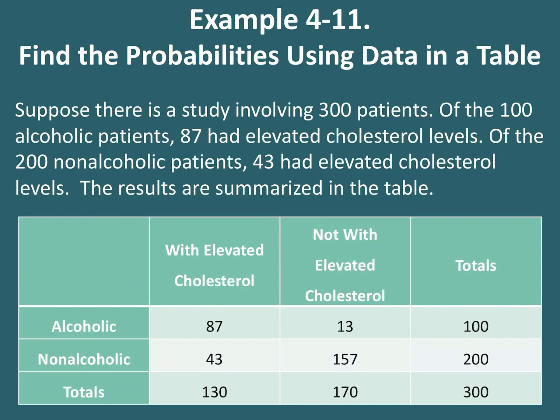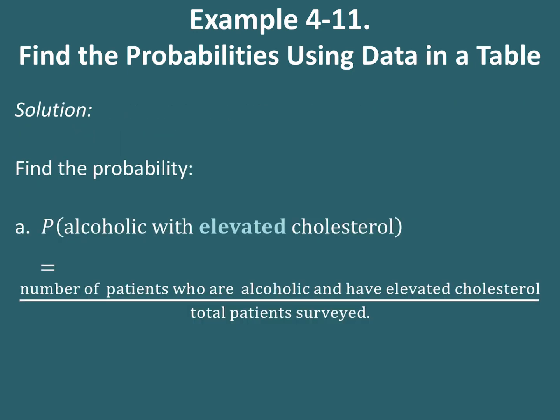Example. Suppose there is a study involving 300 patients. Of the 100 alcoholic patients, 87 had elevated cholesterol levels. Of the 200 non-alcoholic patients, 43 had elevated cholesterol levels. The results are summarized in the table below. Let's go ahead and find the following probabilities.